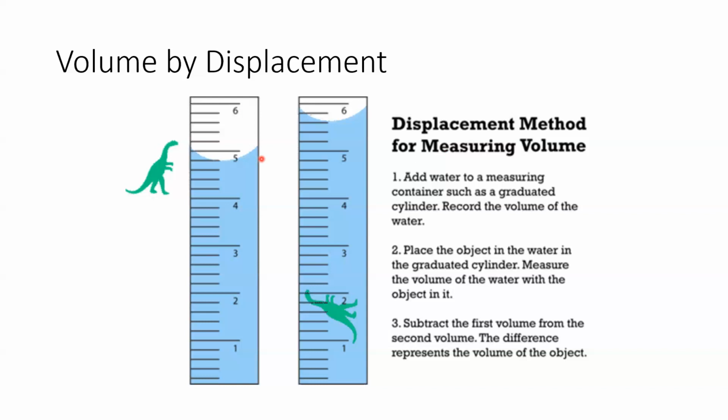So if we had a procedure that said, fill a graduated cylinder with 5 milliliters of water, place your object in there, and record the new value, we could spend a bunch of time trying to get to 5 milliliters exactly. But as long as we record the actual starting point, so again, in this case, 4.8, the only thing we're looking at is the difference.